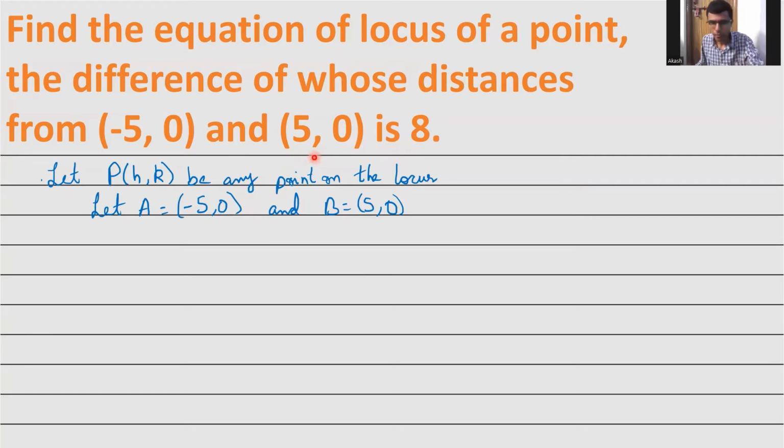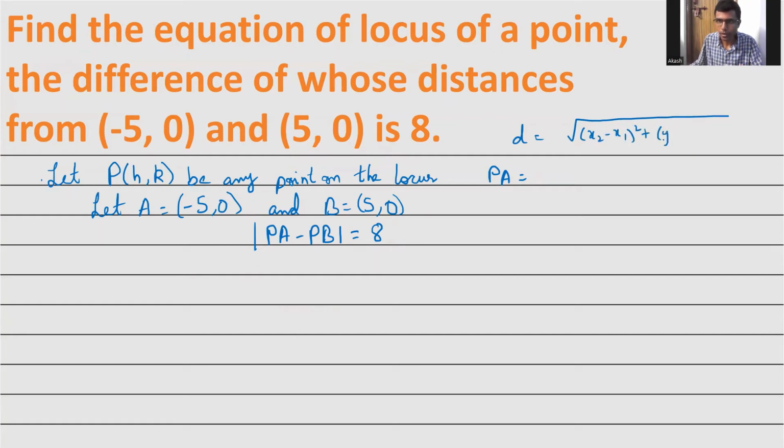Okay, mod of PA minus PB is equal to 8. This is the required equation. But before we start, you could just write PA and PB values. The distance formula you guys might be knowing, but still I'm just putting it down. Distance is nothing but under root (x2 minus x1) whole square plus (y2 minus y1) whole square, or (x1 minus x2) whole square plus (y1 minus y2) whole square.